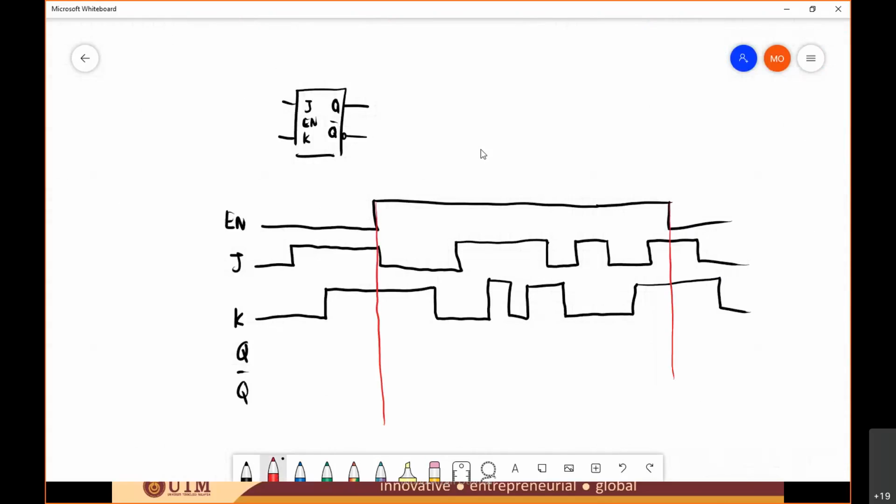Okay, and then after that, you know that when enable is kosong, tak perlu tengok pun kamu punya input JK. So just ignore your input JK. Let's say your Q started with 1. The initial value of Q is 1. And then when enable is 1, then you need to see your JK input lah. Kena tengok JK punya input. So draw a straight line here.